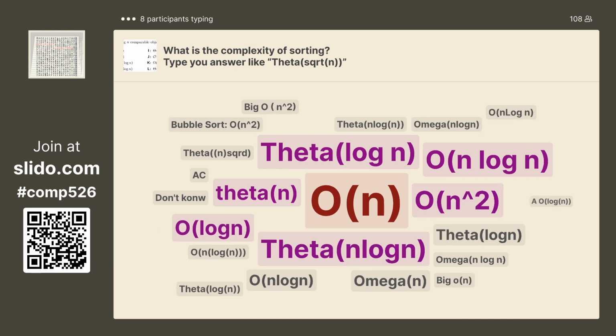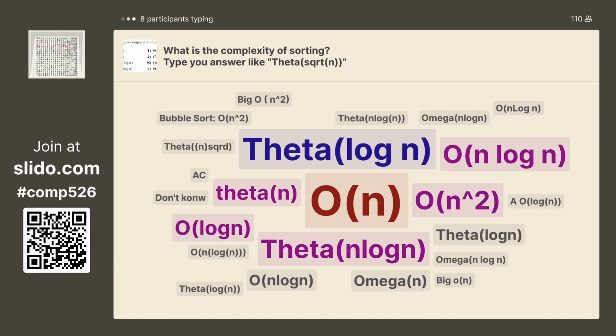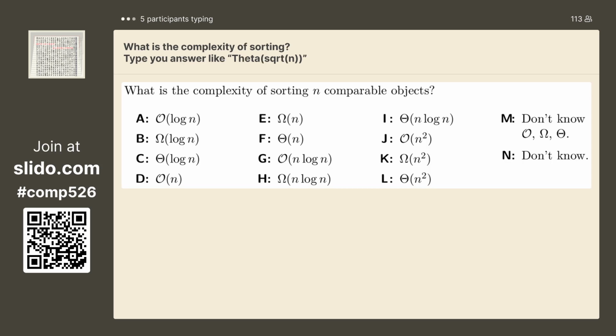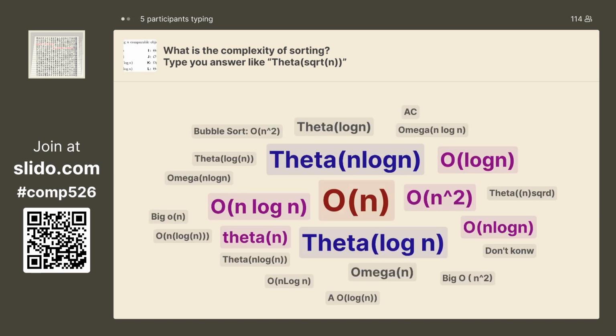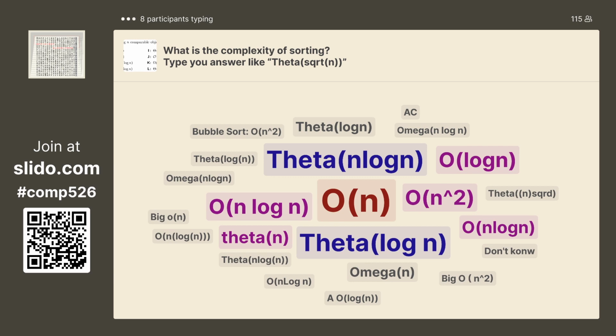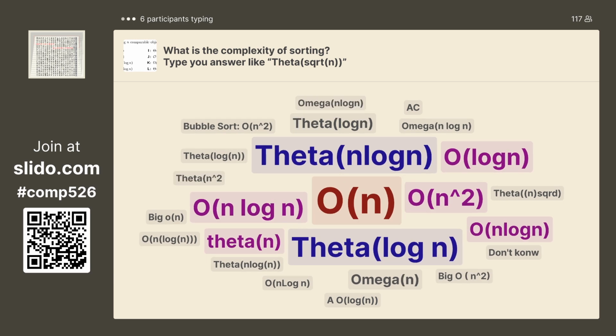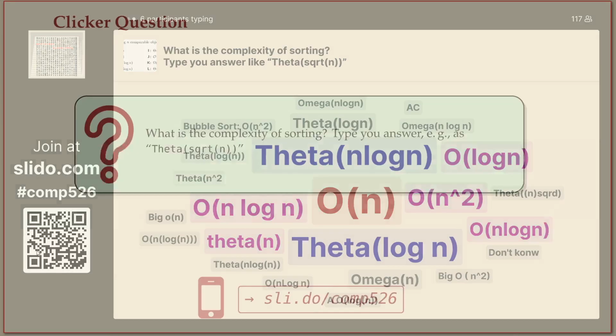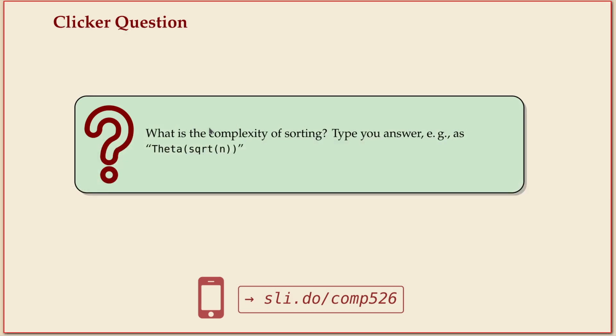So the most voted answer was G. If I hide this again, G was order n log n, big O of n log n, and then various other things. So let me unpack the question first. There are a few things that maybe we haven't spoken about in full detail yet.